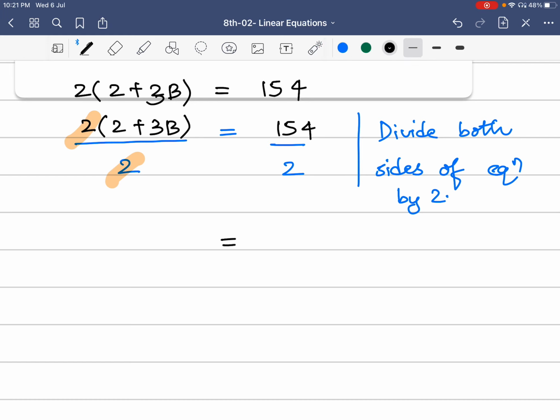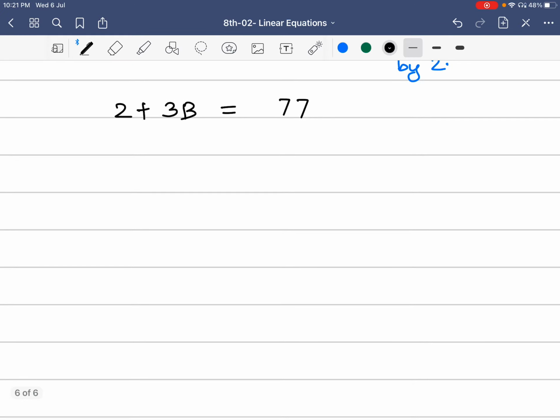So 154 divided by 2 is going to be 77, and here we are going to just have 2 plus 3b. Now, next, we are going to subtract 2 from both the sides of the equation. Why are we doing that? Because we want to get rid of this 2. This 2 is going to get removed from the left hand side. So again we will just have 3b is equal to 77 minus 2, which is 75.